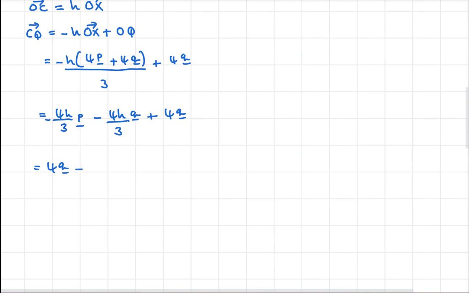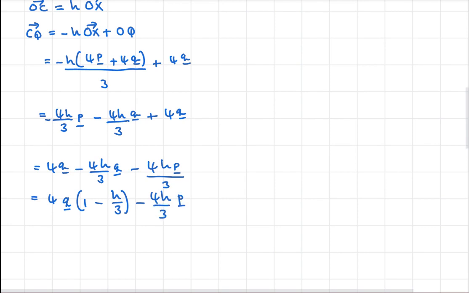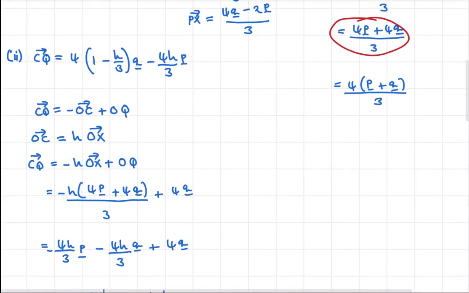So this is what I'll do: 4 vector Q minus 4h over 3 vector Q, minus 4h vector P over 3. These first terms I can simplify or factorize. What is common here is 4 vector Q. Then here will remain with 1, here will remain with h over 3, minus 4h vector P over 3. Let us now see the original format they want to compare, because basically we are almost done here. So they want us to show it this way. Okay, let us see if we can arrive at this answer using what we found.